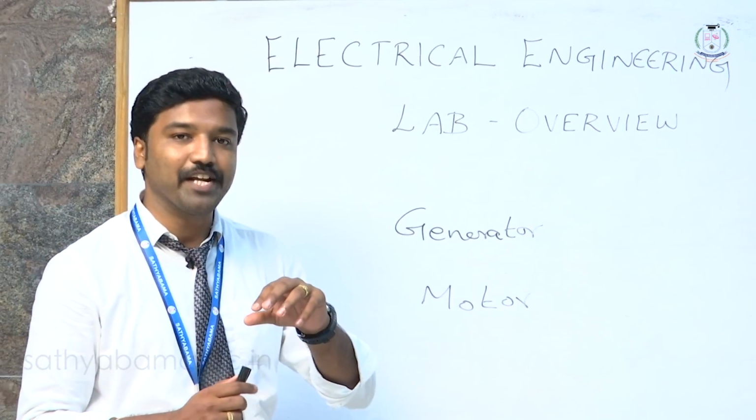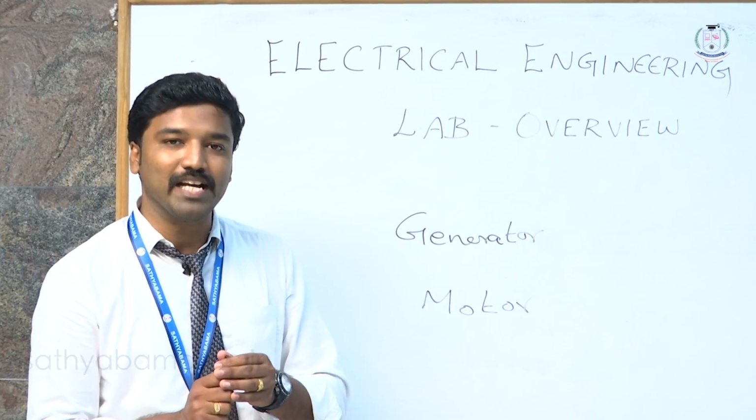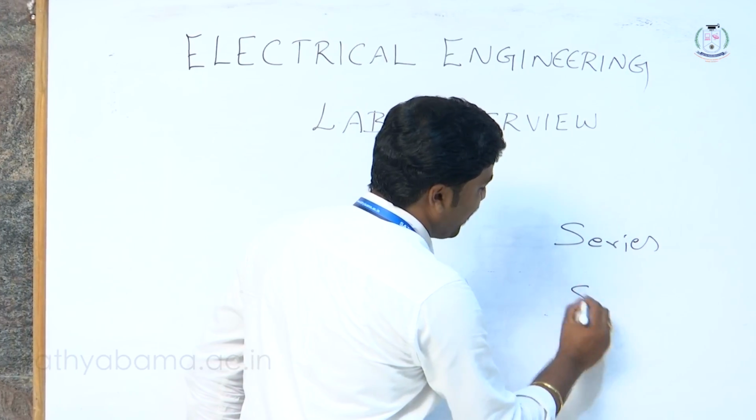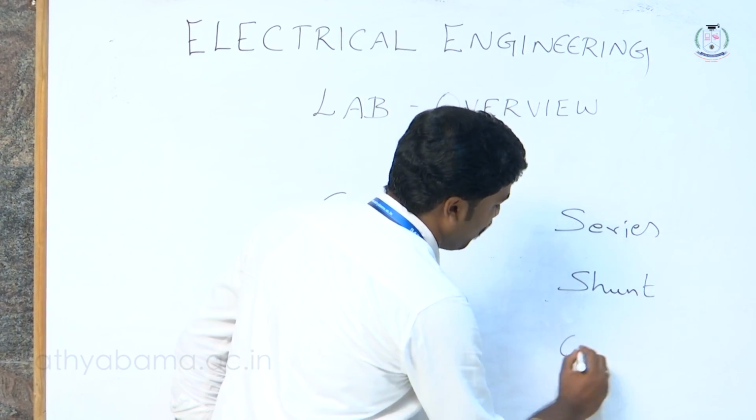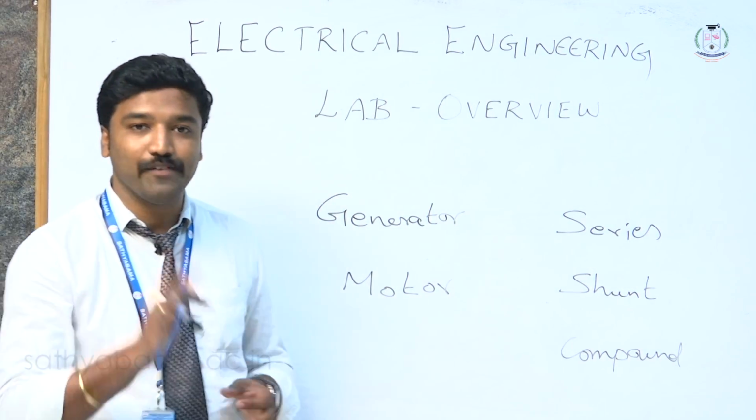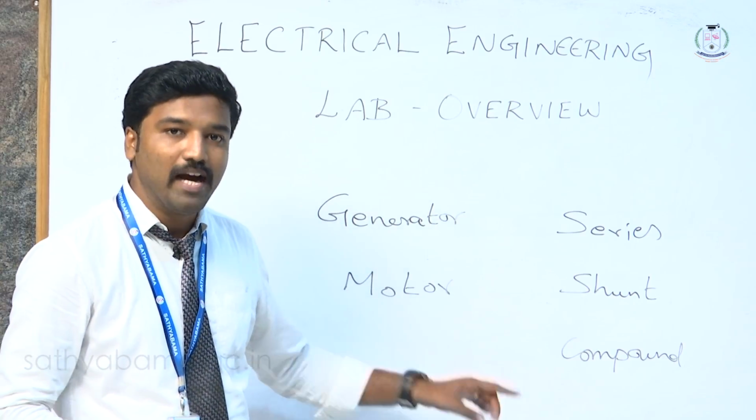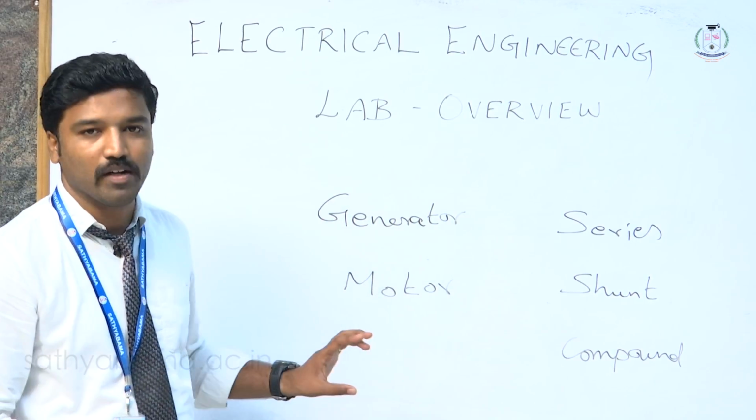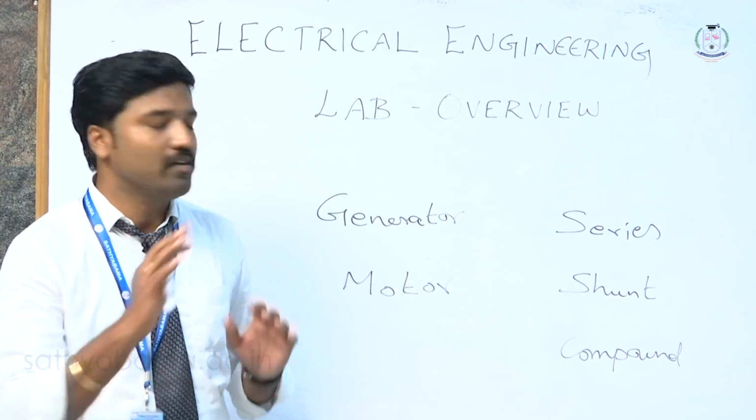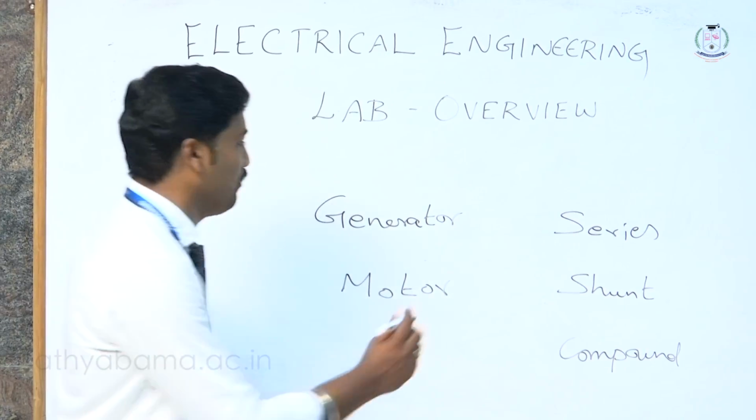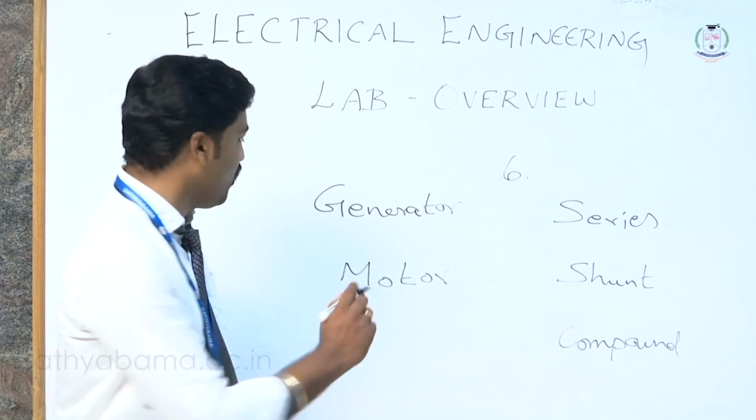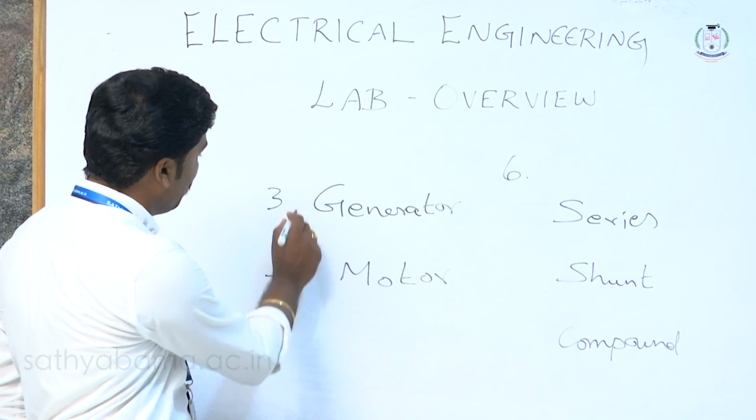And there is a major classification of DC machines. DC machines are classified into three types. What are they? Series, shunt, and finally compound. So DC machines are mainly classified into three types, series, shunt and compound, and coming to the machine side, generator and motor. So here in my lecture I am going to give you sample experimentation to remember the circuit of 6 different experiments. Among the 6 experiments, 3 experiments I am going to concentrate on the generator side and another 3 on the motor side.